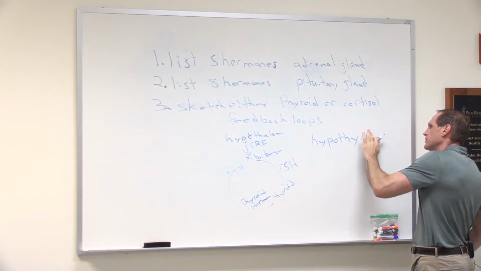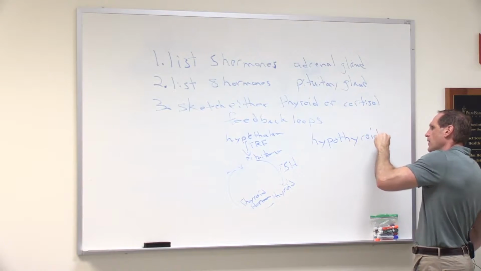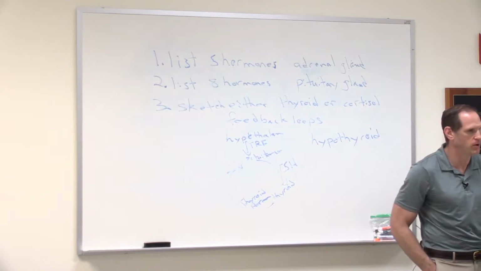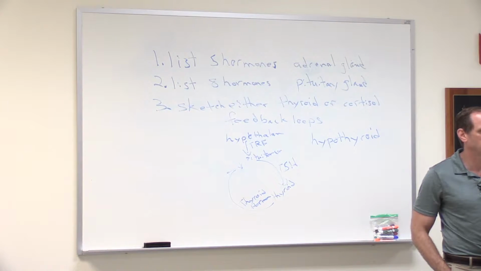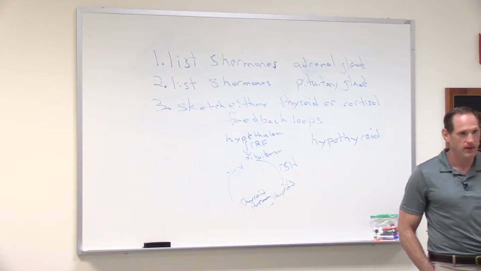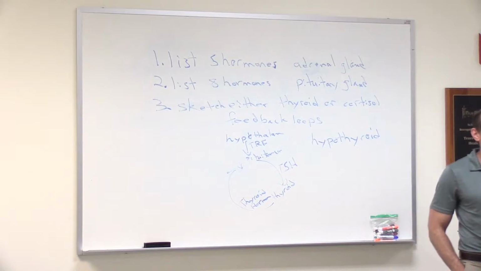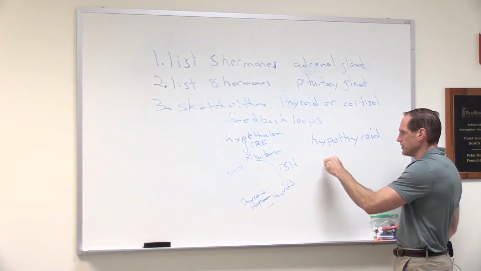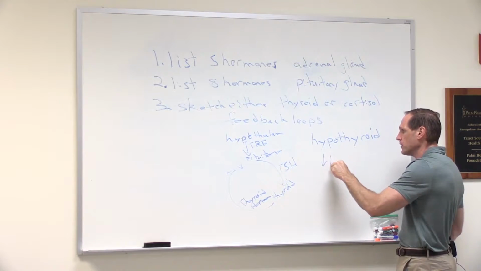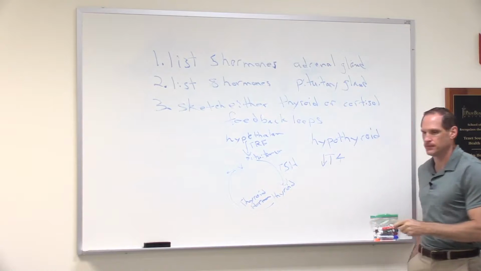Now, does it matter whether it's primary or secondary, how much thyroid hormone will be produced, more or less than usual? Does it matter whether it's primary or secondary hypothyroid? No. If you've got hypothyroid, it's defined as too little thyroid hormone. So the main thyroid hormone is T4, so you're going to have T4 low.